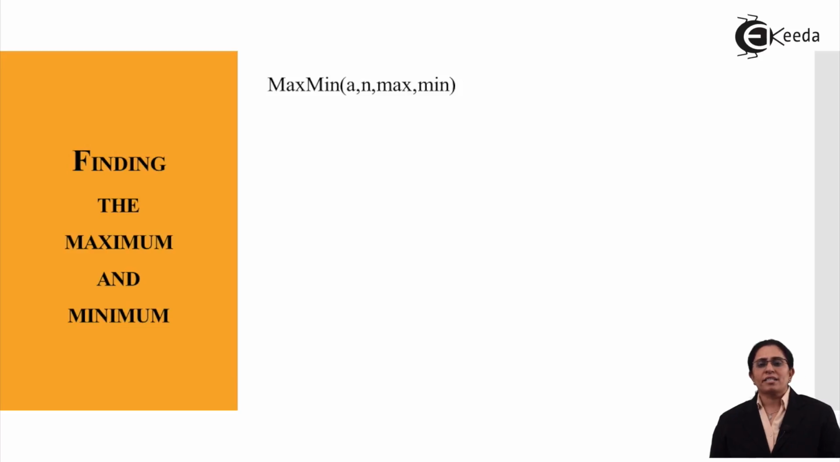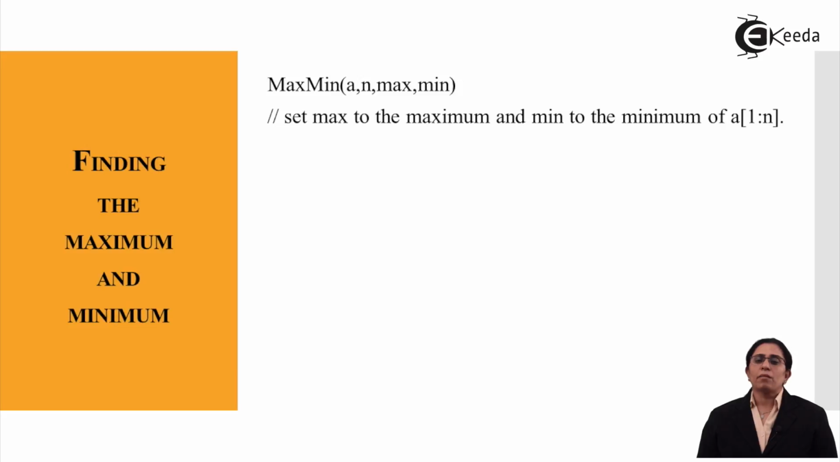So here it says set max to the maximum and min to the minimum of A[1 to n], that is, from index 1 to n of my array. I initialize my max and min to the first element of my array. That is, A[1] is being assigned to max and min.